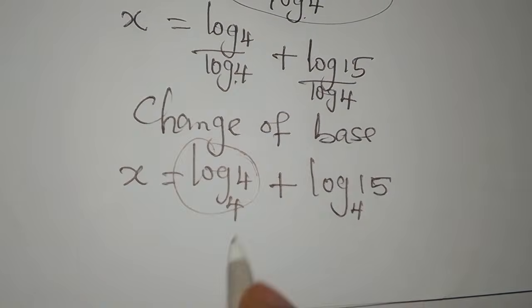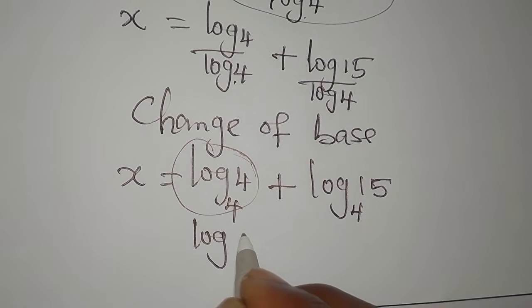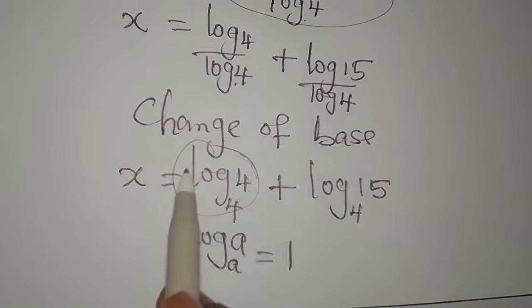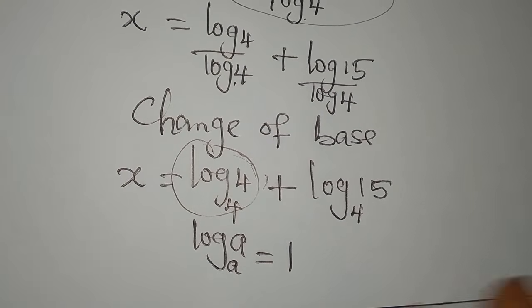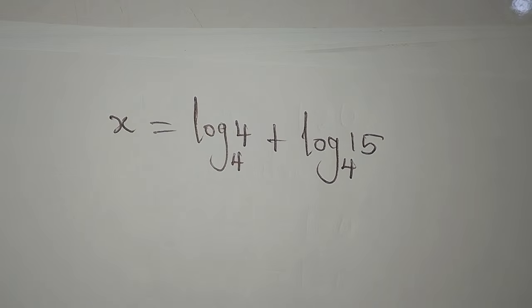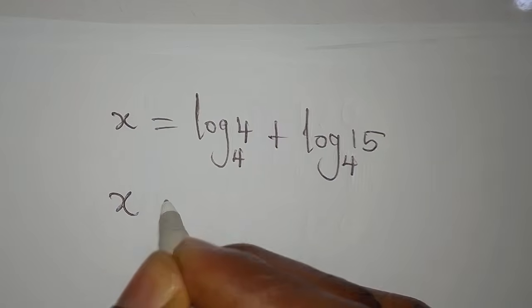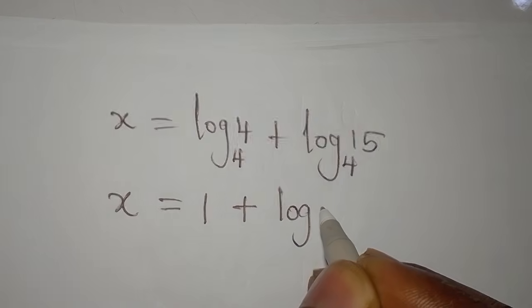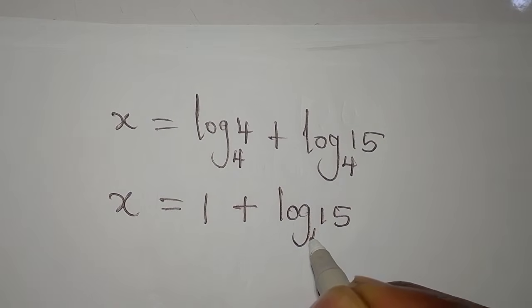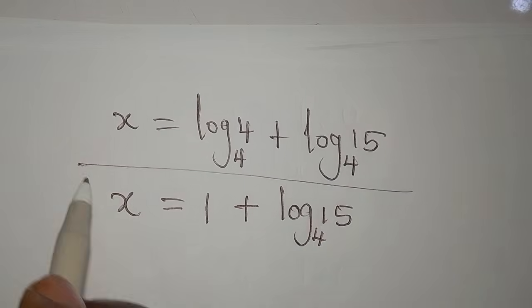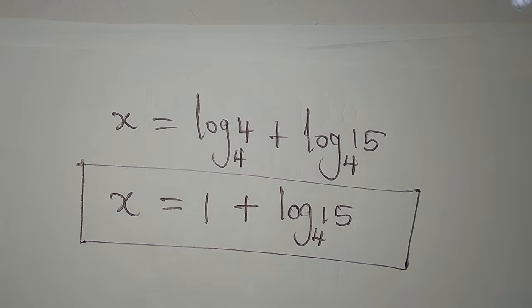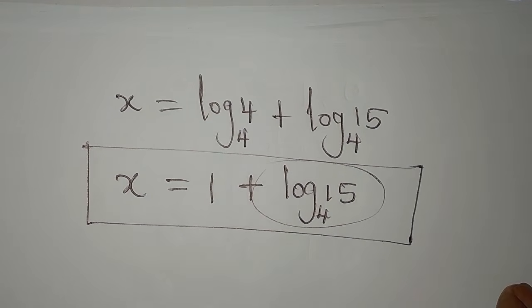And from here, if you have log a to base a, this is equal to 1. So that means that the whole of this is going to be 1. Let's continue. So this means that our x is going to be 1 plus log 15 to the base of 4. This is the value of x. But then you can decide to press your calculator and get this value in decimal form.